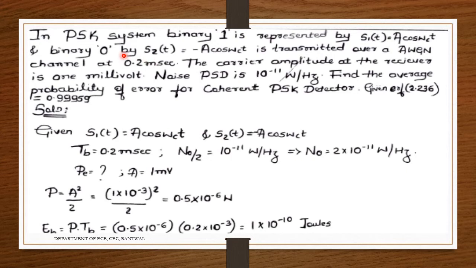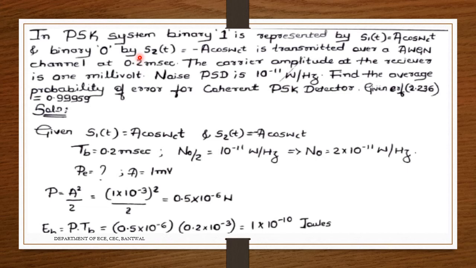Next, in a PSK system, binary 1 is represented by S1 of t equals A cos omega Ct, and binary 0 is represented by S2 of t equals minus A cos omega Ct. It is transmitted over an AWGN channel at a bit time of 0.2 millisecond. The carrier amplitude at the receiver is 1 millivolt. Noise PSD is 10 to the power of minus 11 watt per hertz. Find the average probability of error for a coherent PSK detector. Given: error function of 2.236 is equal to 0.99959.